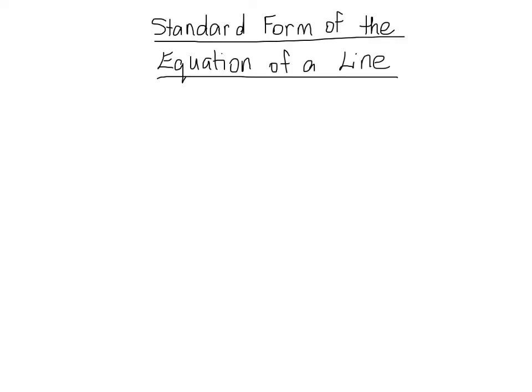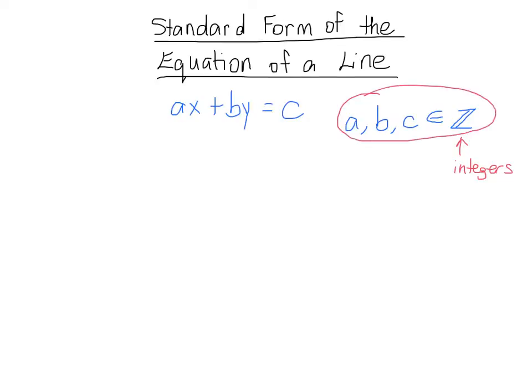So let's begin by talking about what exactly is the standard form of the equation of a line. If the equation of a line is given in this form, ax plus by equals c, where a, b, and c are all constant numbers, so let's put that over here, a, b, and c are all just regular numbers. I'm writing it in fancy notation here, but that just means that they're whole numbers. The Z means that they're integers.